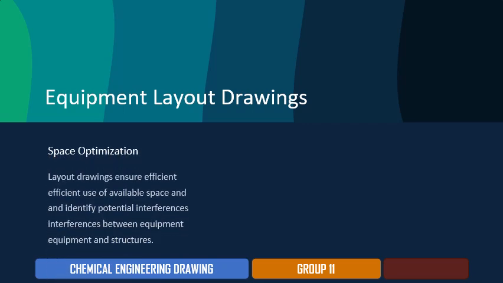What are some of the reasons why we use equipment layout drawings? Space optimization. Layout drawings ensure efficient use of available space and identify potential interferences between equipment and structures. Before your plant comes into place, there might be existing structures, or even for your plant, there might be multiple structures, and there is a need to optimize the space between them so as to resolve any potential risks.